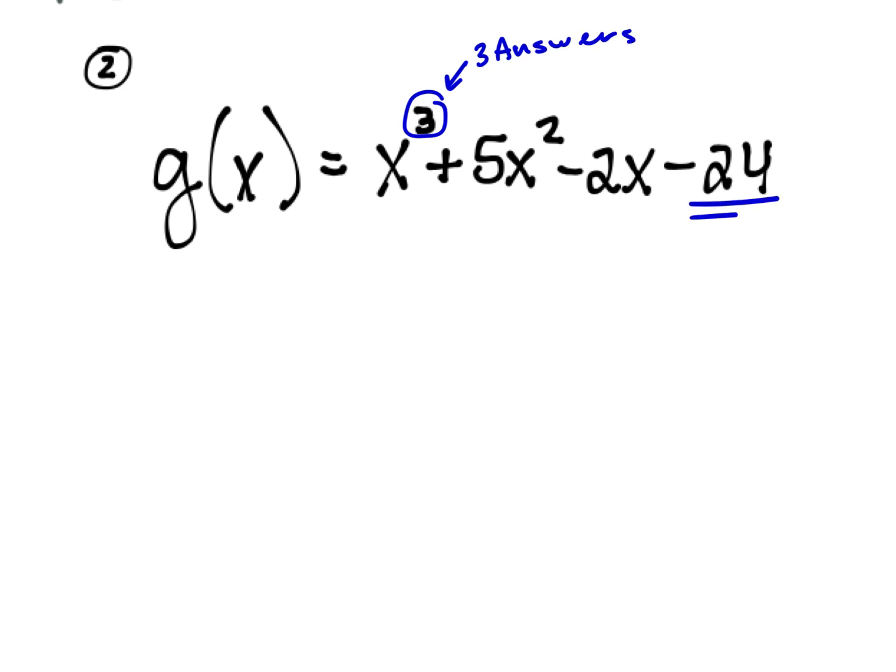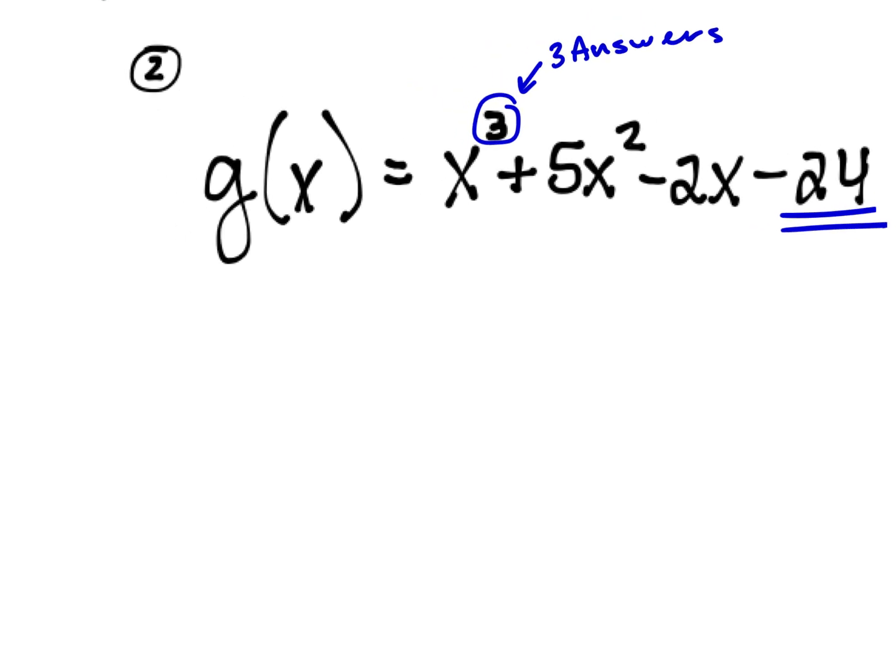So factors of the last, we're looking for 2 numbers that multiply and give us 24. What multiplies and gives us 24? So 1 and 24. What else? 2 and 12. 3 and 8. And 4 and 6. Perfect. Lots of options here.